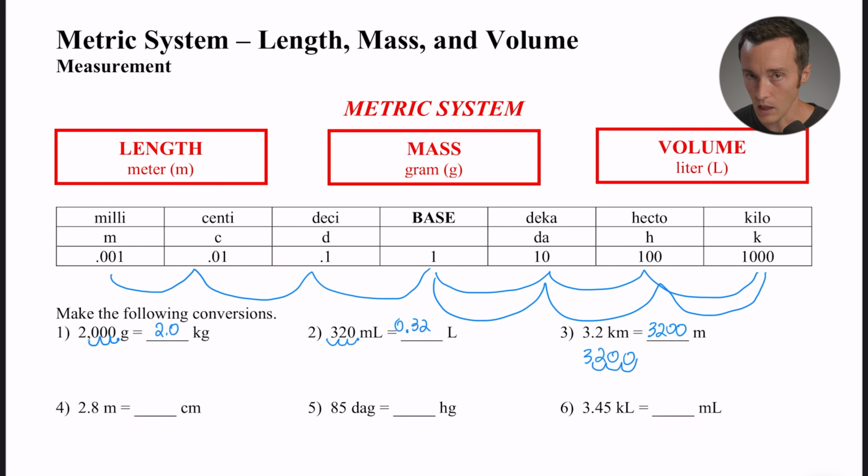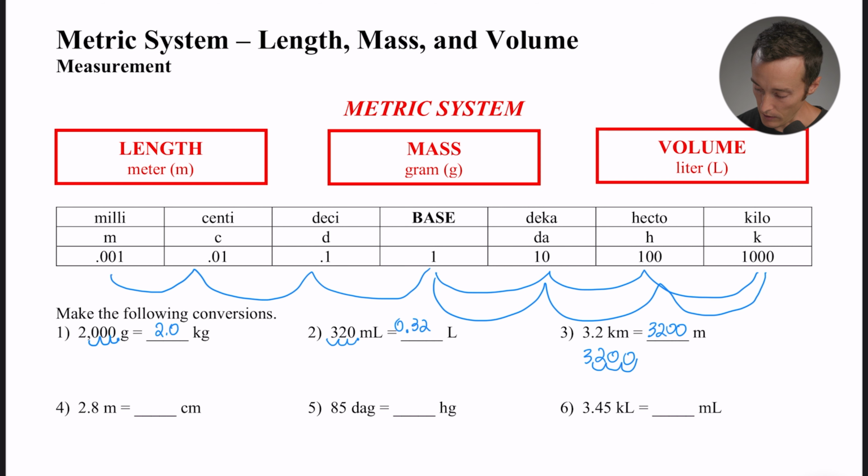There's 1,000 meters in a kilometer. So if you have 3.2 of those, you have 3,200. That makes sense. Okay. How about number 4? 2.8 meters. And we want to know how many centimeters that is.